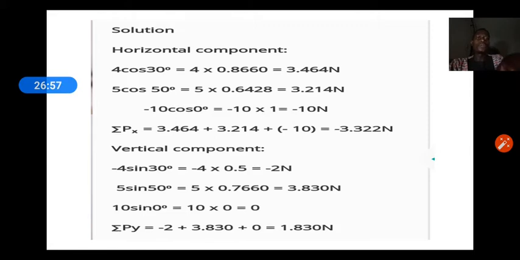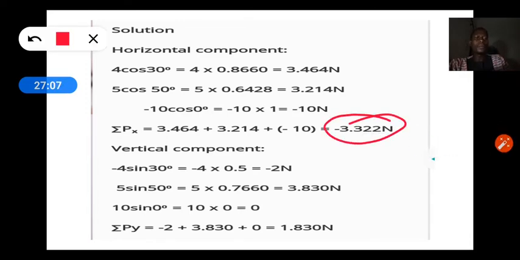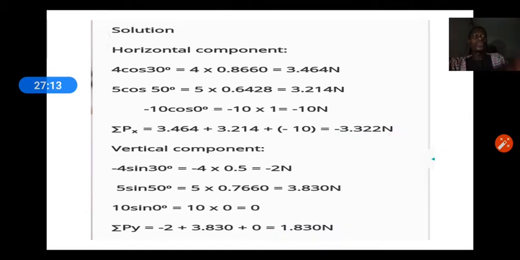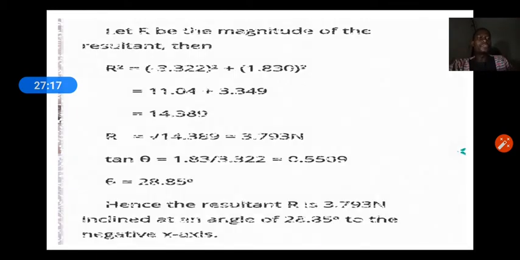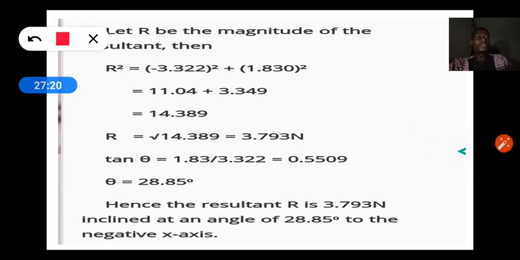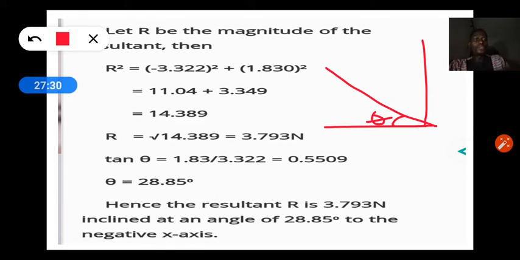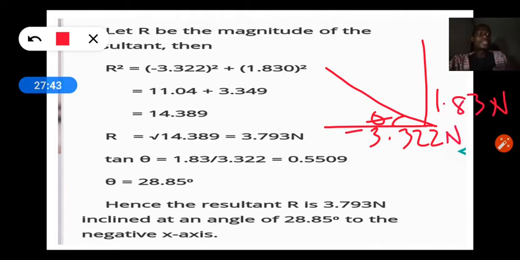The value we got for our summation x was negative. Can you see? That's where I have my hand right away. Negative, and the other one was positive. That's this. So the diagram we drew was supposed to have gone this way. The theta here. Though it's still the same thing, I have my minus 3.322 here, and I have 1.83 newtons here. So that is what we are using.